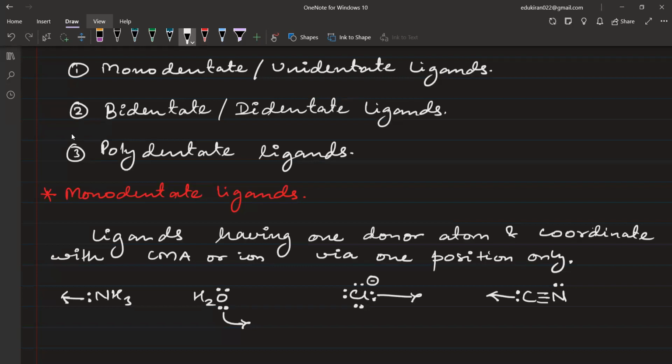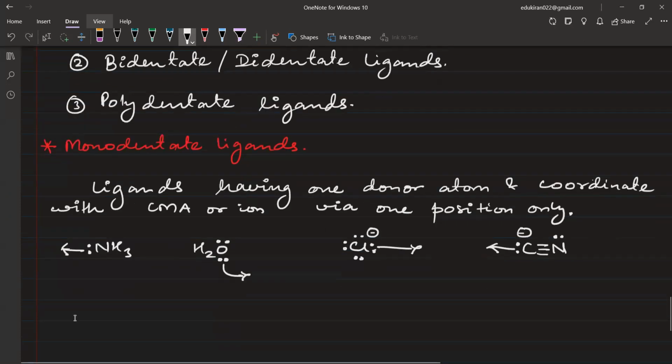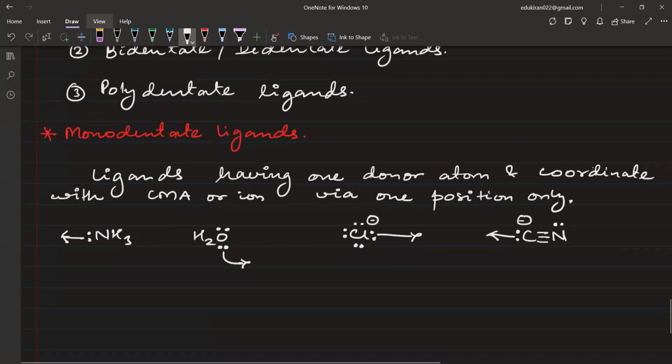Okay. Like there are two faces of a coin, but if you toss it, only one will come up. Similarly, here in CN negative only one can donate, either carbon or nitrogen. Okay, so these are some examples, and then you will write the complete list of examples.